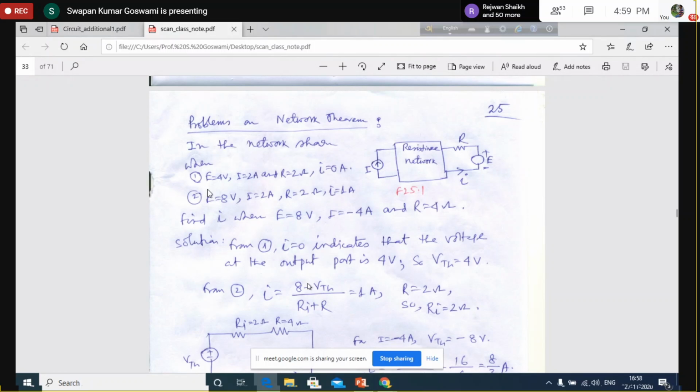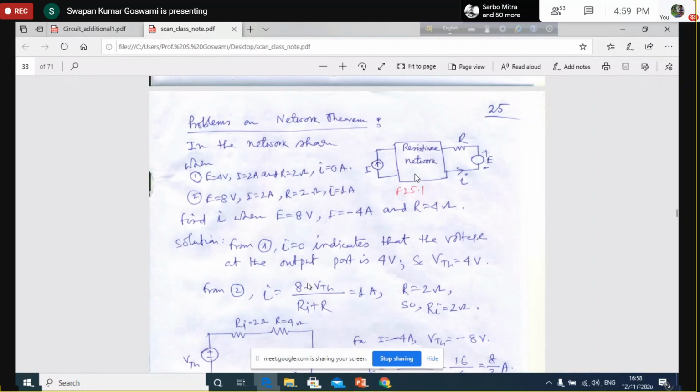Yes sir. Should I explain condition 1 once more? No sir, this is fine. Okay, let me state condition 1 again: in condition 1, this voltage is given, I is given to be 2 ampere, R is 2 ohm and I is 0. What do we have to do? Basically, we shall have to know this resistive network.